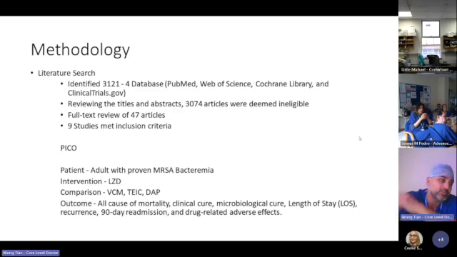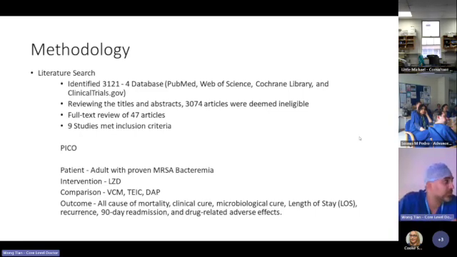The inclusion criteria was documented slightly further down, and they used PICO, which basically looked at patients, and the patients they were looking at were adults predominantly. So one of the papers starts from the age 13 and above. The intervention they were looking at was linezolid, and they were comparing it to vancomycin, teicoplanin, and daptomycin. And the outcomes essentially that they were looking at.